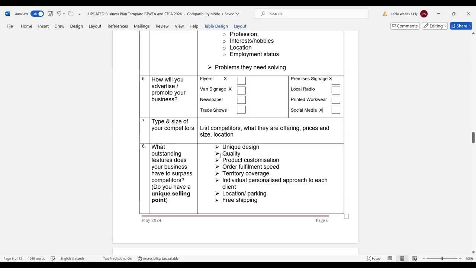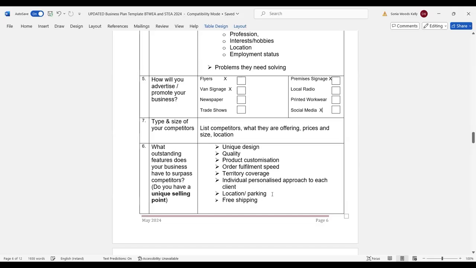So examples of some of the key points you may have here: you may have a unique design. The quality of your product might be superior to your competitors. You might have product customization, which your competitors don't have. You might be able to have a faster order fulfillment speed. The territory you cover might be vaster or greater than your competitors. You may be able to offer an individual personalized approach to each client.